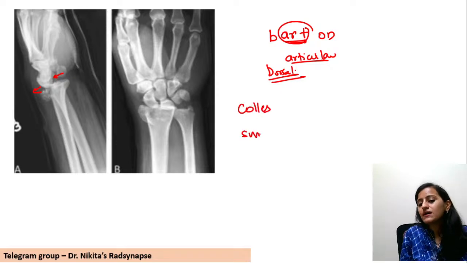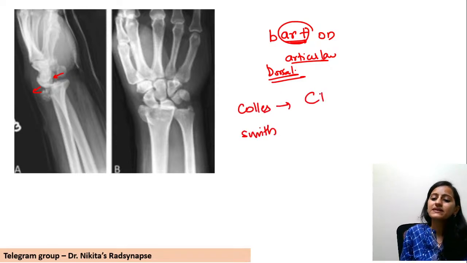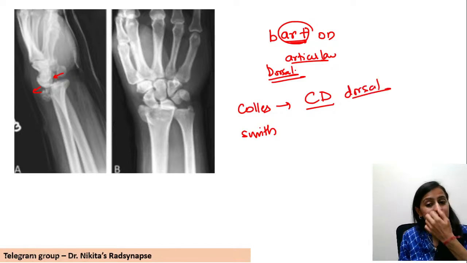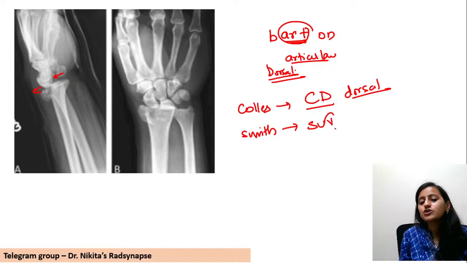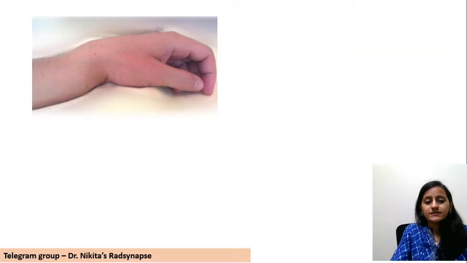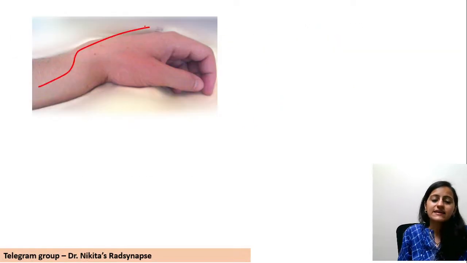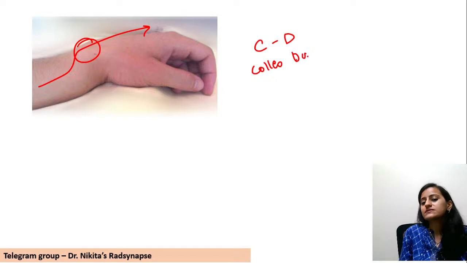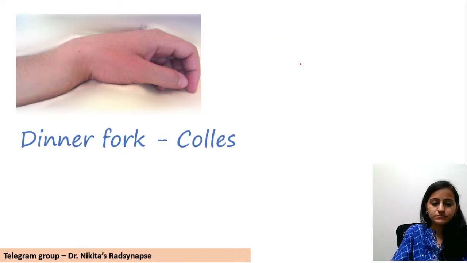Colles' and Smith's are extra-articular. Remember ABCD. Colles' is your dorsal angulation, dorsal displacement. Smith's is your reverse, that is volar angulation. Okay, Smith's is volar. This is classically asked in the exam. The dinner fork deformity, where you see the dorsal displacement. So this is Colles' basically.